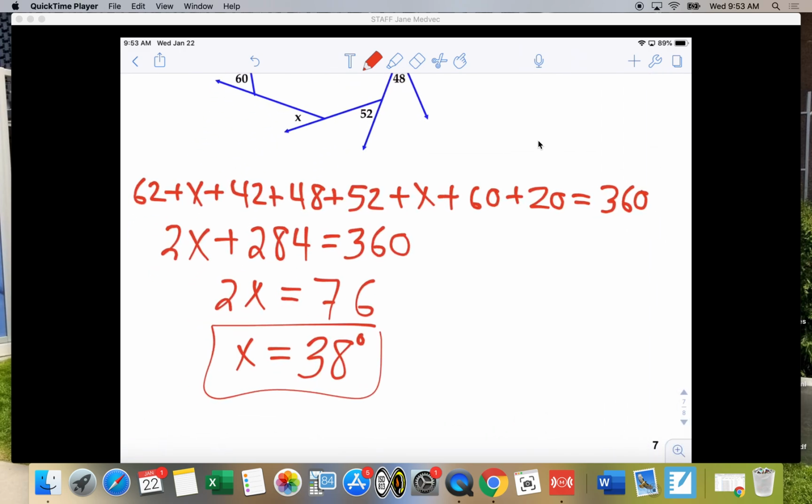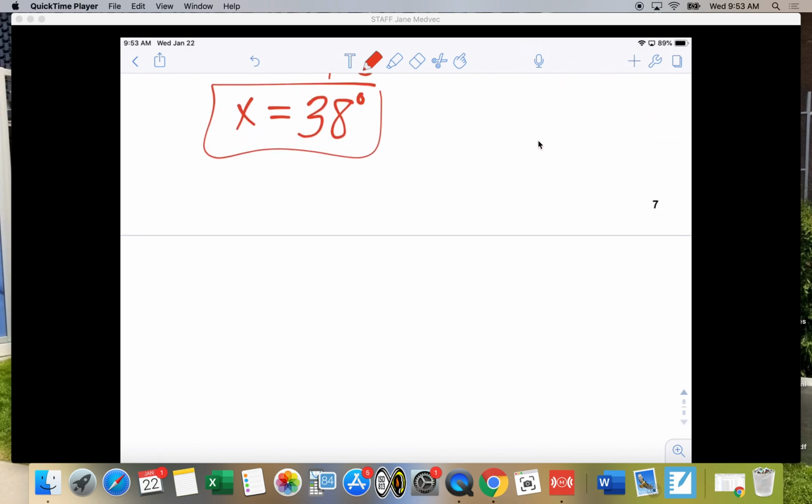Okay? So I am modeling how you need to do these on an assessment or a homework quiz or on your practice. All right? Questions? All right. Let me show you how we get their assignment.